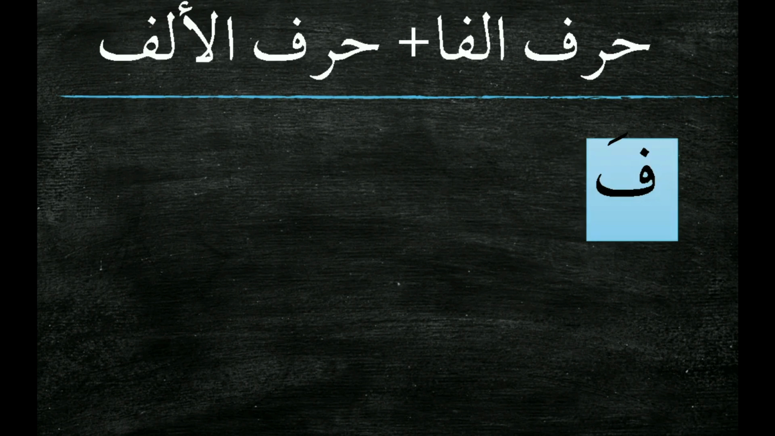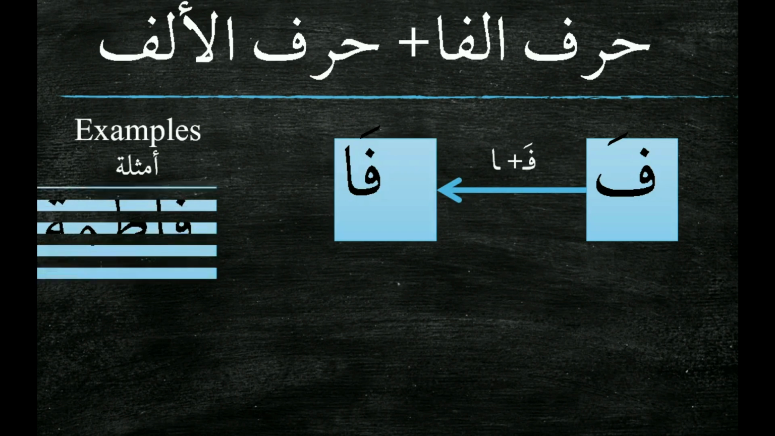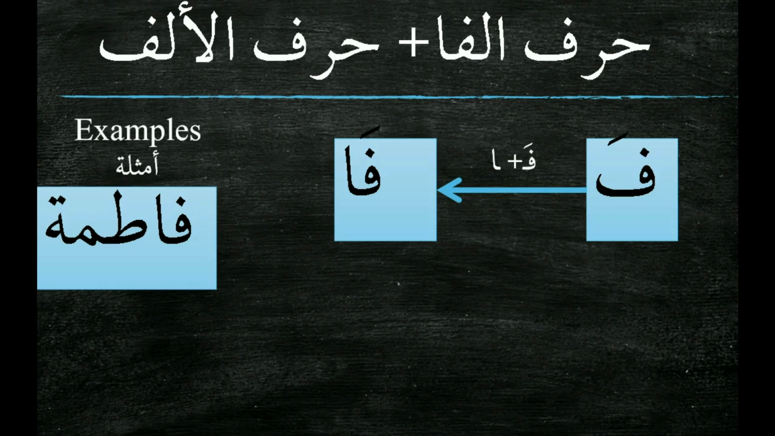Harful fa. Fa does not have an elevation, just like the word, for example, fat in English. Okay? Fa, fa. It does not have an elevation at the deepest part, so Fatima. You don't say it with elevation. You say Fatima. Fa, fa, fa.